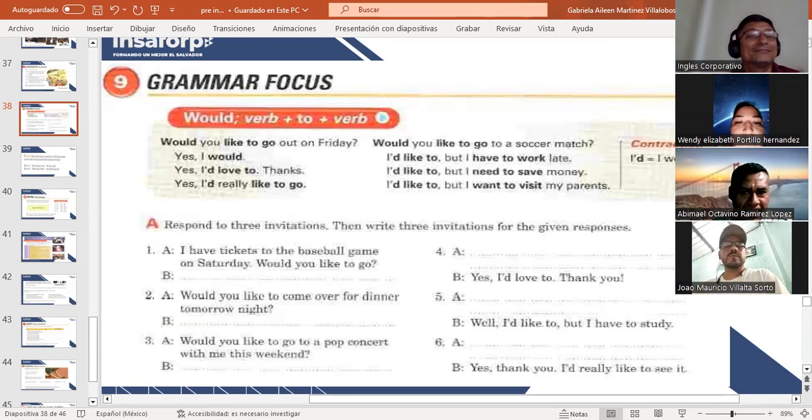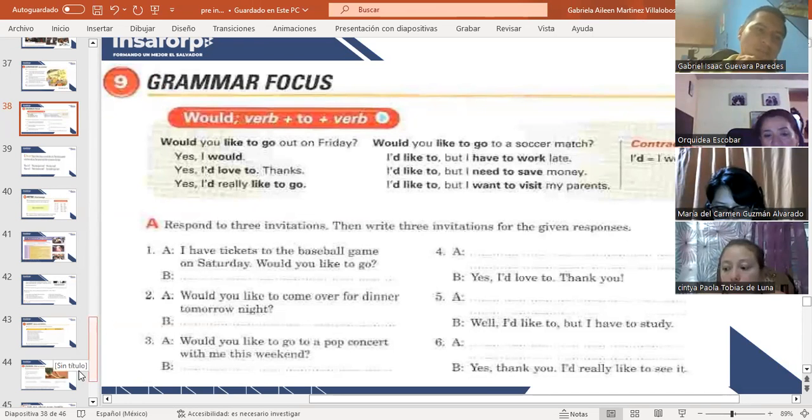Questions? No? Clear? Clear as chocolate? Yes, like chocolate. Clear como el chuco.